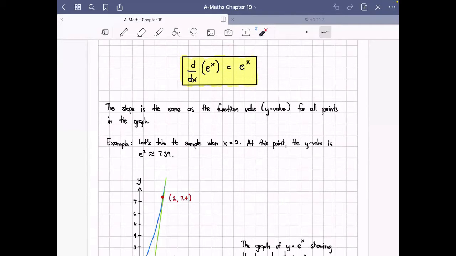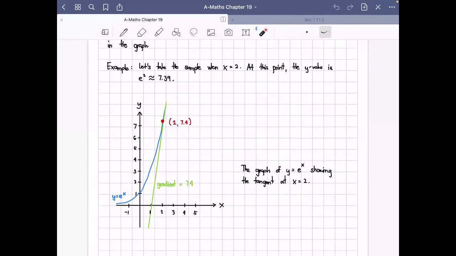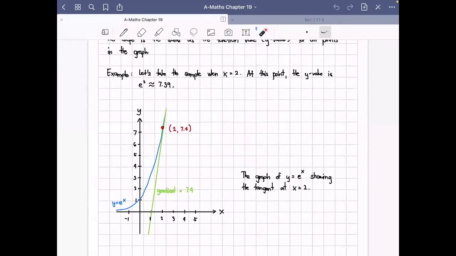That's the reason there. Because the function value, or the y value, for all points in the graph is the same. What do I mean by that? So let's have an example. When x is 2, at this point the y value is e squared, which is approximated as 7.39. So this is the graph of e raised to 2, this curve right here. This is how you graph exponential functions, right?